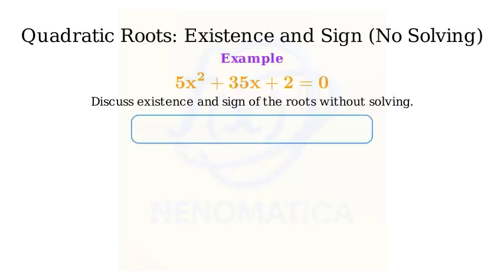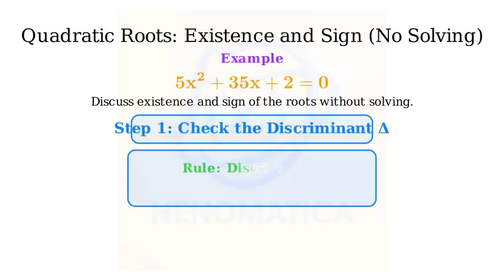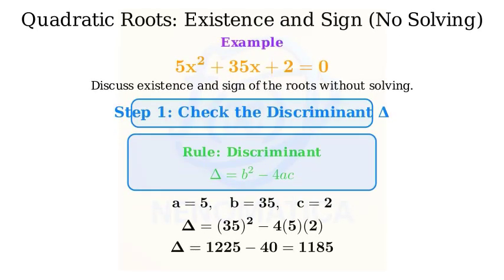Step 1. We check the discriminant to see if real roots exist. The discriminant is delta equals b squared minus 4ac. For a equals 5, b equals 35, and c equals 2, delta equals 35 squared minus 4 times 5 times 2, which is 1,225 minus 40 equals 1,185. Since delta is greater than 0, there are two distinct real roots.